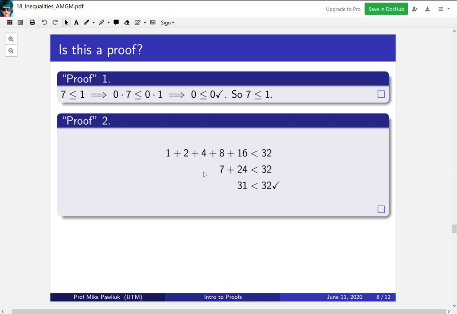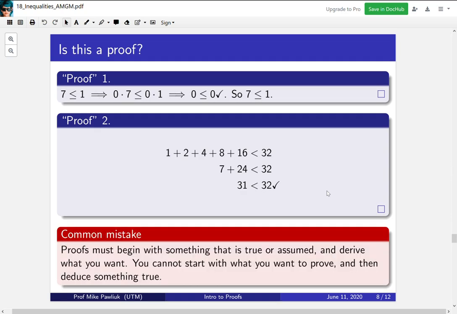The second major issue is that they're starting by asserting that this is less than 32. And what they really want is to start with this clear fact at the bottom, which is true, and then go backwards. So that's one way to fix it. So one common mistake is that your proof must begin with something that's true or assumed and derive what you want. So that's the true thing. You can't start with what you want to prove and then deduce something true.